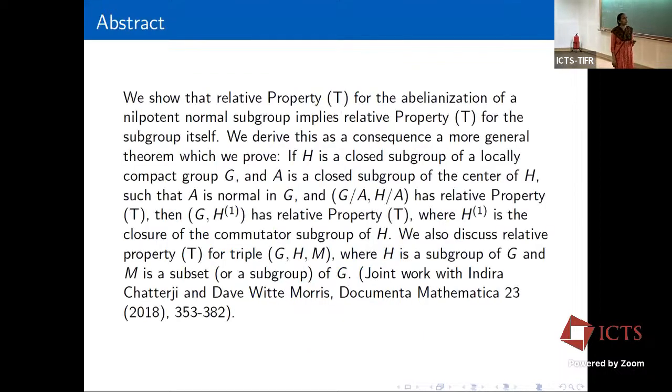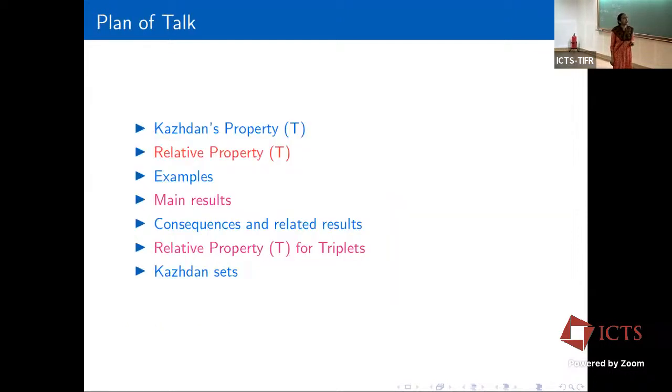You have all seen my abstract, so I'm not going to repeat it. This is joint work with Indira Chatterjee and David Morris. This is the plan of my talk. I will introduce Kazhdan's property T and then relative property T. I'll give some examples, then main results, consequences of these results, and relative property T for triplets and Kazhdan sets.